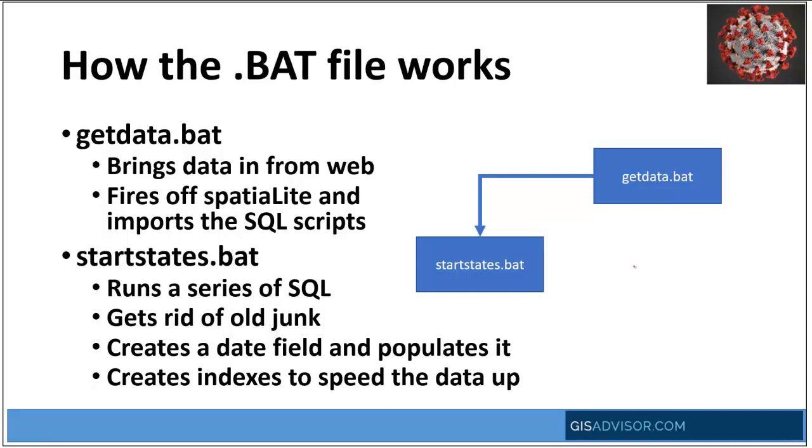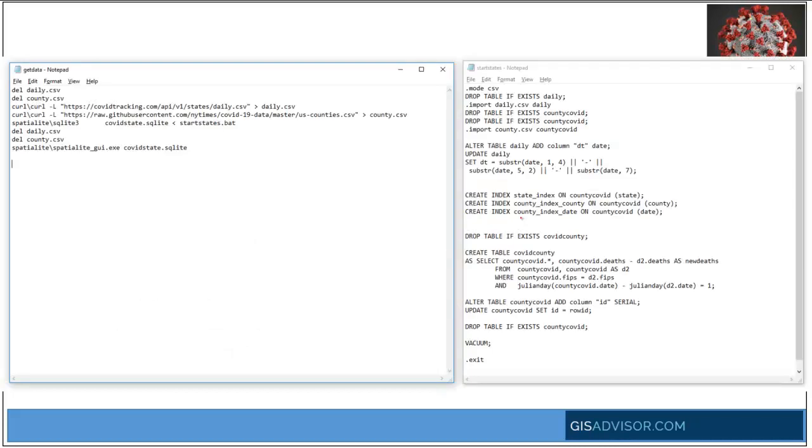So let's step through these commands. And like I said, the first thing we do is we run getData.bat, and then we have to call startStates.bat. I wish we didn't have to do it, but it's just the way that SQLite works. So the first thing we did is we run getData. This is running a DOS command, and I'm deleting any daily.csv. That's the data that we got from the internet. I'm also deleting county.csv. That's the data that came from that New York Times site.